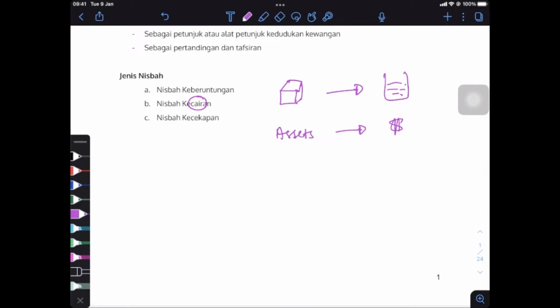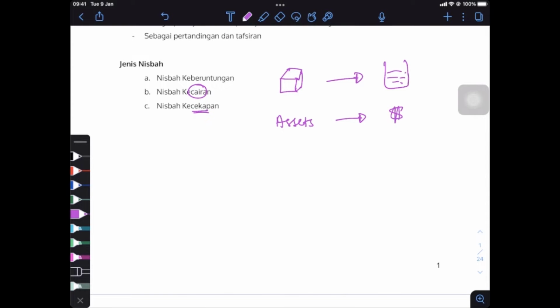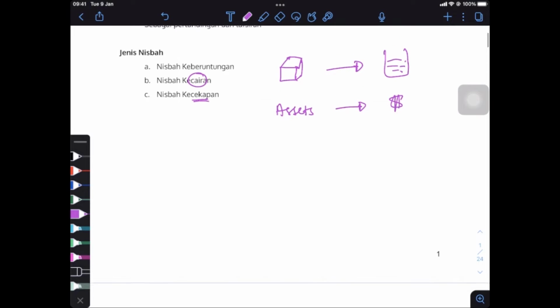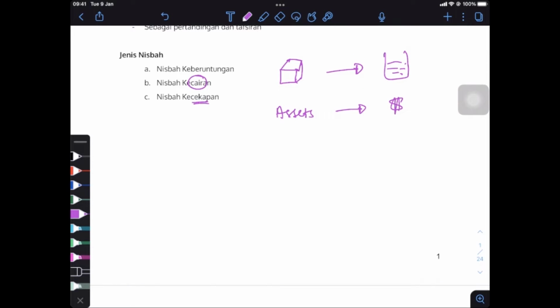Okay. And then we have nisbah kecukupan. What does kecukupan mean in English? So kecukupan means efficiency, and efficiency in this case is the efficiency in managing your inventory, your ABT, and your ABB. So you can also tell from all the nisbah that fall under nisbah kecukupan. And most of the ratios that fall under the same category, they share the same format.